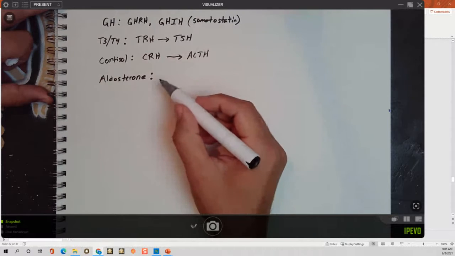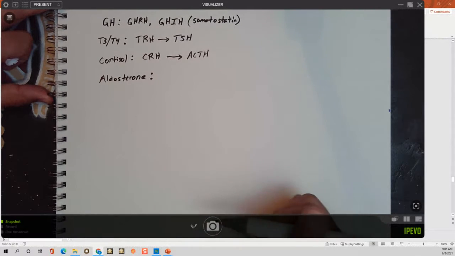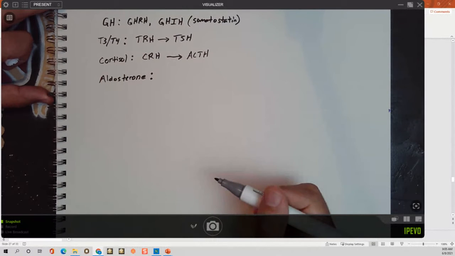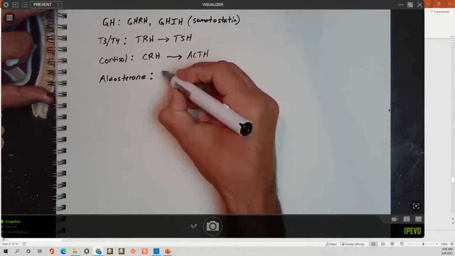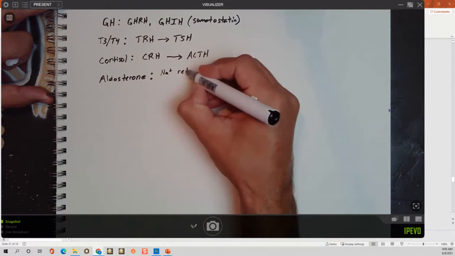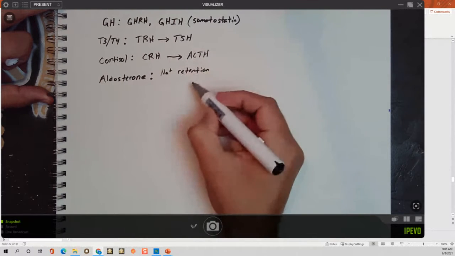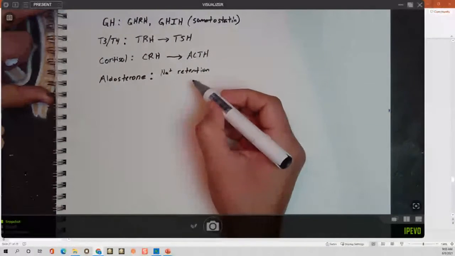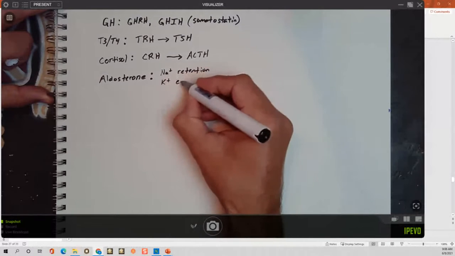What does it do to sodium? Does it help us keep more sodium, or does it cause us to release sodium? Anybody remember that? Good, keep, right? So this is sodium retention. And what about potassium? Is it doing the same thing? Is it retaining potassium, or is it going the opposite direction? Yeah, potassium out. So this is potassium excretion.